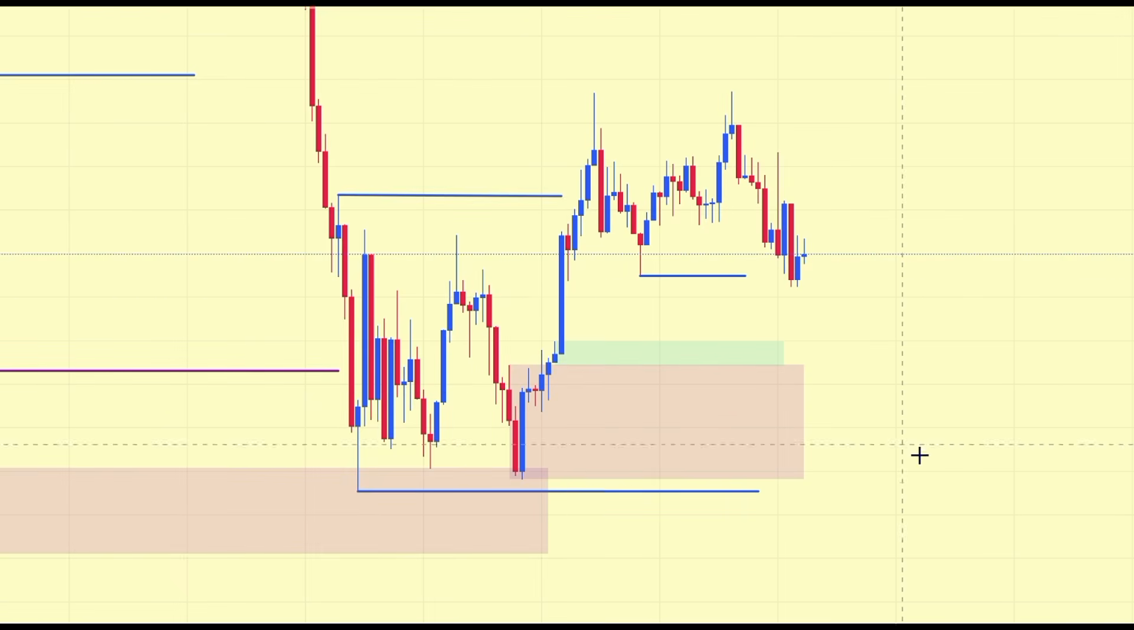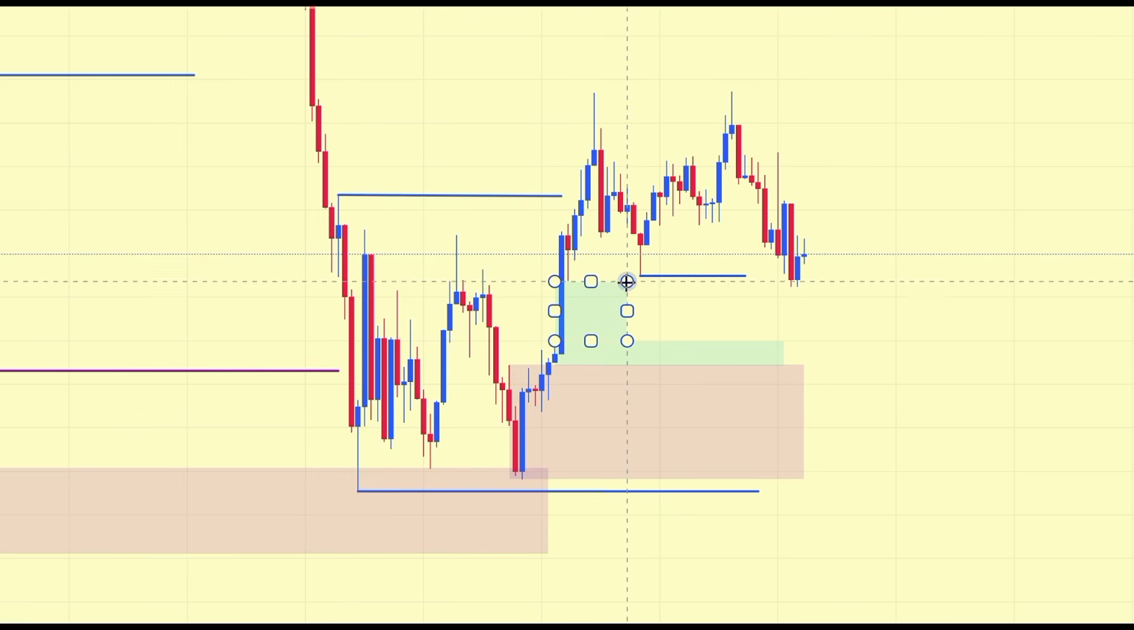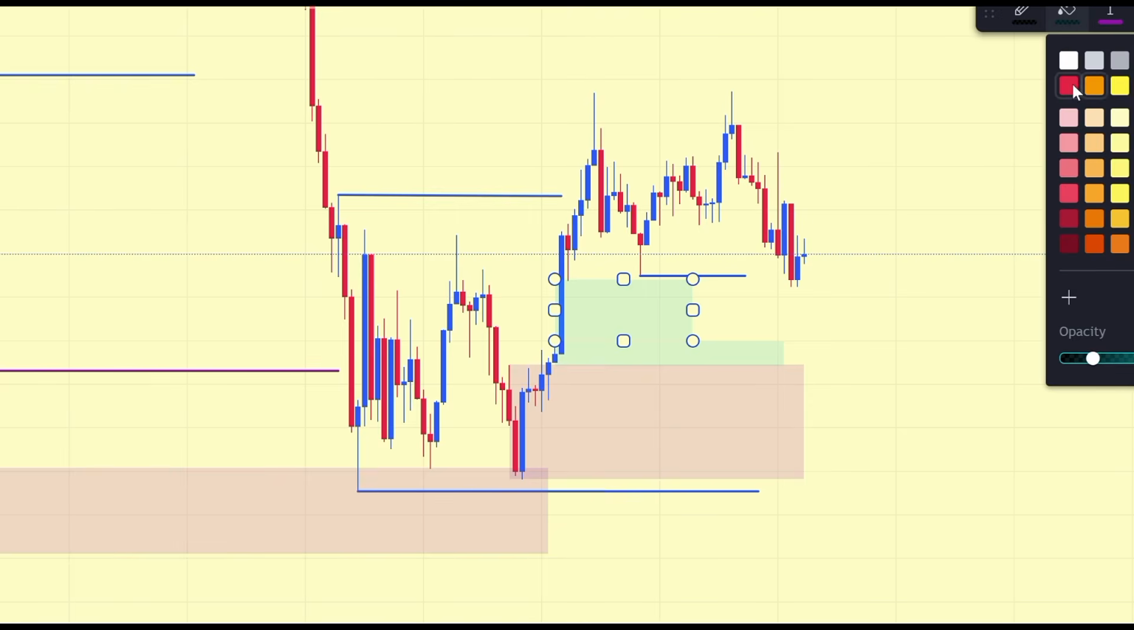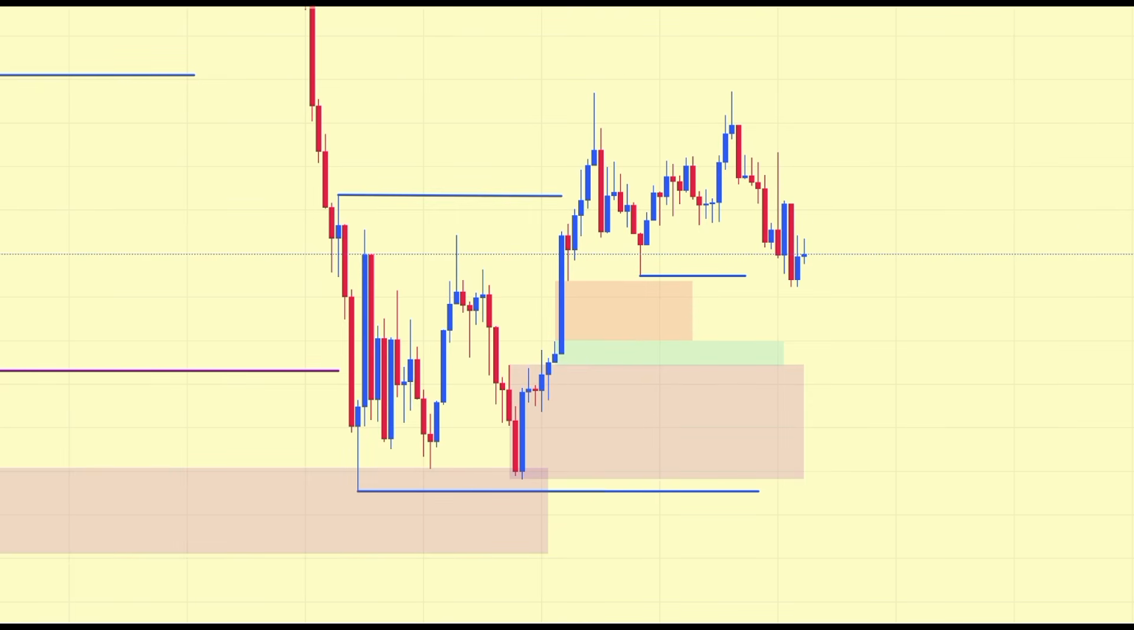I can see this one here. You can clearly see that it is associated with a fair value gap, and the fair value gap is also not mitigated. But like I said, we usually don't take entries from the fair value gap. It's either an order block or an order flow.